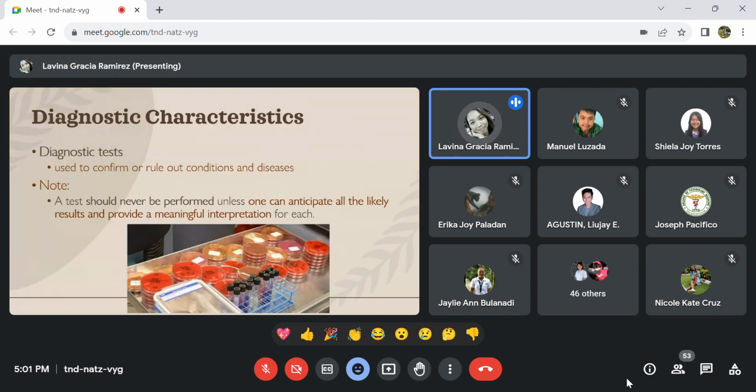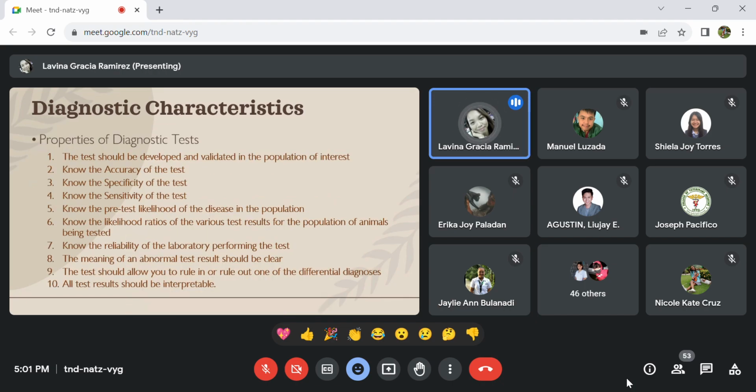So this is the function of diagnostic tests: confirm or rule out conditions and diseases. Note, a test should never be performed unless one can anticipate all the likely results and provide a meaningful interpretation for each. That is a good, proper diagnostic test.